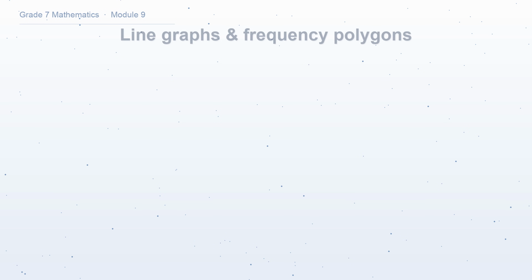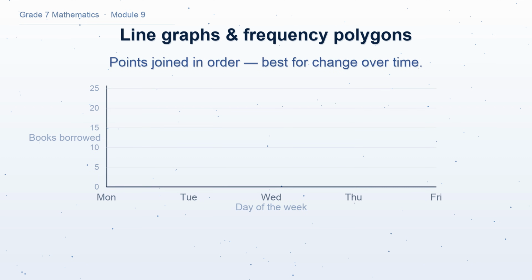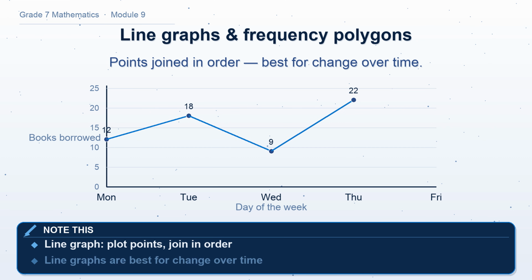A line graph is built for data that changes over time. We plot a point for each value, then join the points in order with straight segments. Here we track books borrowed from a library each day. Reading left to right, the line climbs and dips, and that rise and fall reveals the trend at once. When we plot the frequencies of grouped data this way and join the midpoints, the same shape is called a frequency polygon. A rising line means more, a falling line means less.